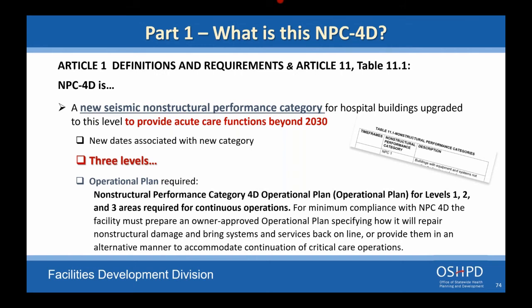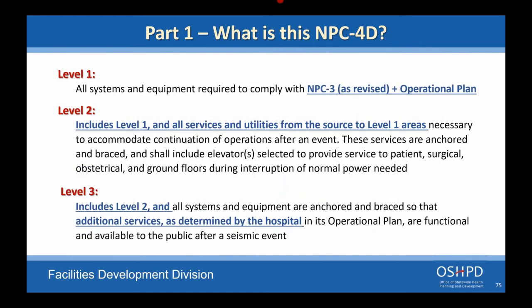Okay, the new non-structural performance category, NPC 4D, what is that? There are new dates associated with this category, but there are 3 levels of compliance. It's actually pretty easy to meet. An operational plan is required that identifies what will happen in case of emergency, and I'll go through those levels. Level 1 is all systems and equipment required to comply with NPC as revised, plus the operational plan. Level 2 is level 1 and all services and utilities as necessary to accommodate continuation of operations after an event.